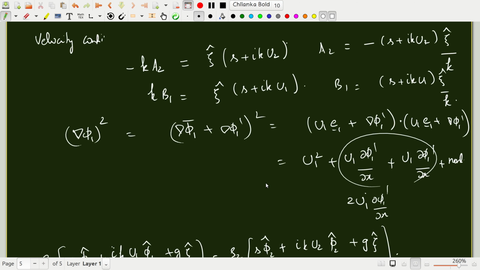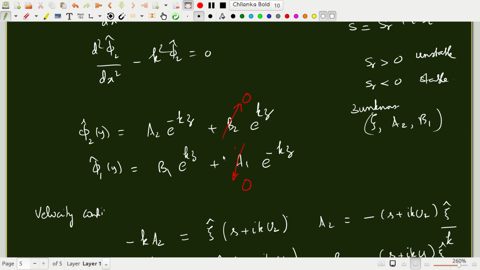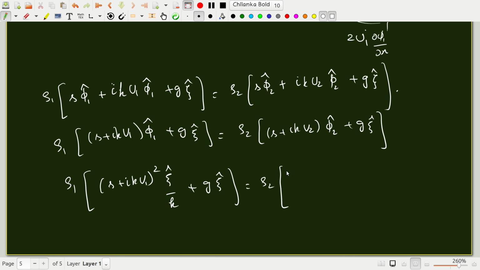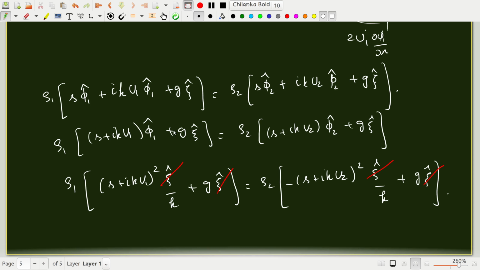Here there is a negative sign because a2 is minus of this, and phi 2 at z equal to 0 is just a2. So there is a minus (s plus ik u2) whole squared zeta cap by k plus g zeta. Okay. Now I cancel zeta everywhere. It's occurring homogeneously, right? Everywhere I cancel zeta. Now I'll get an expression for the growth rate s. That's a quadratic equation that has to be solved, right?